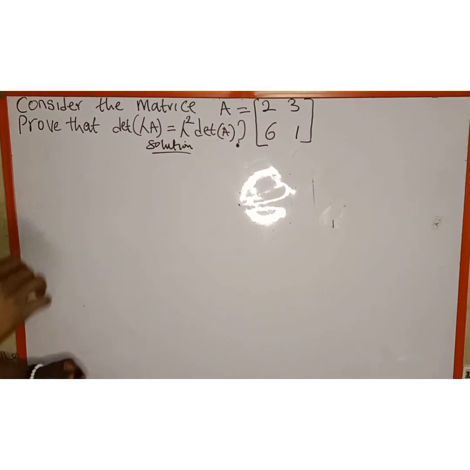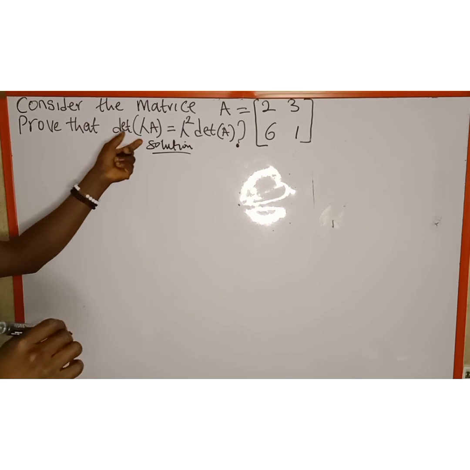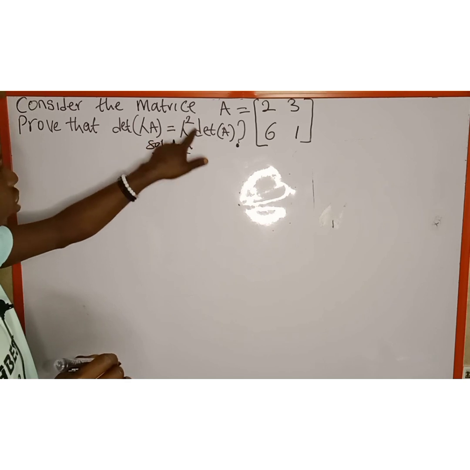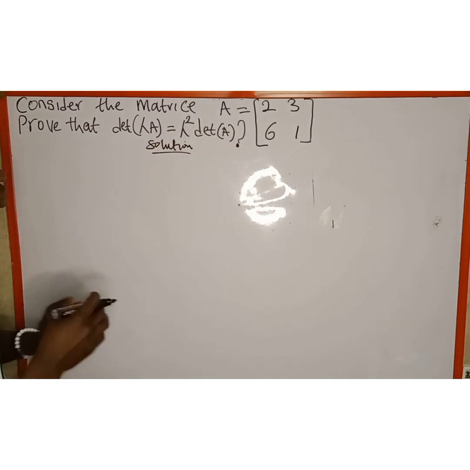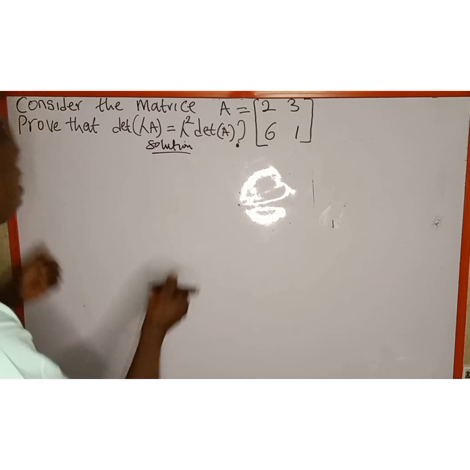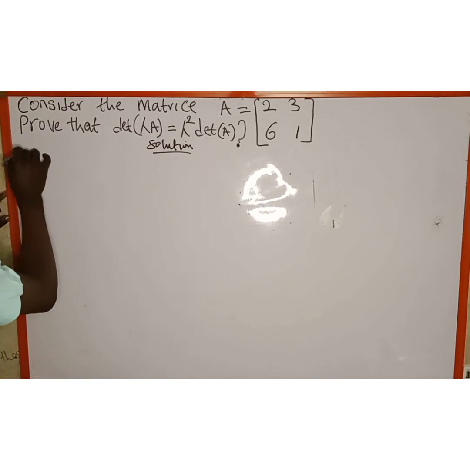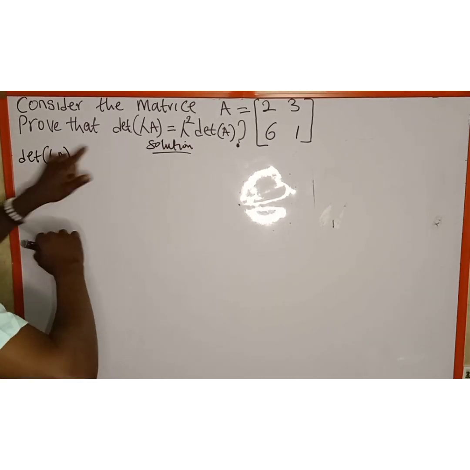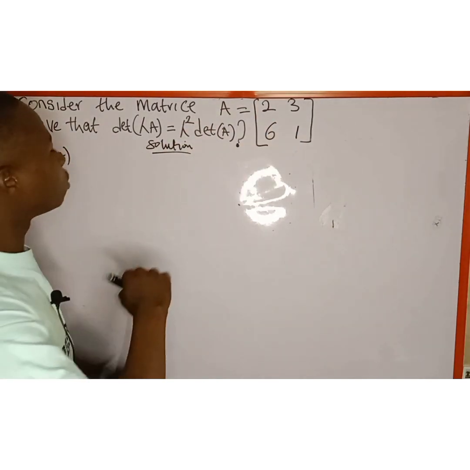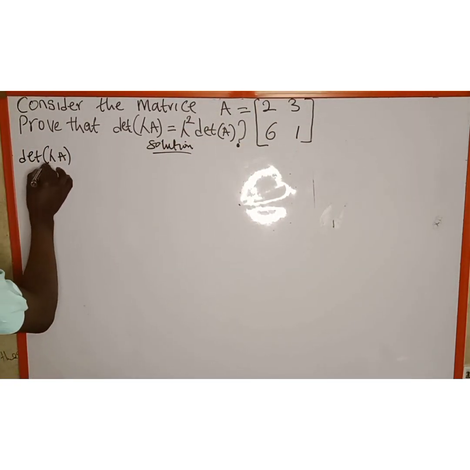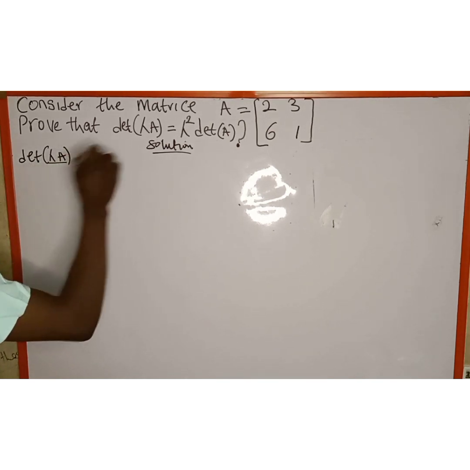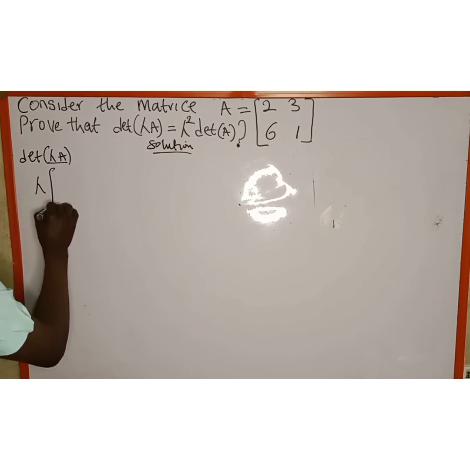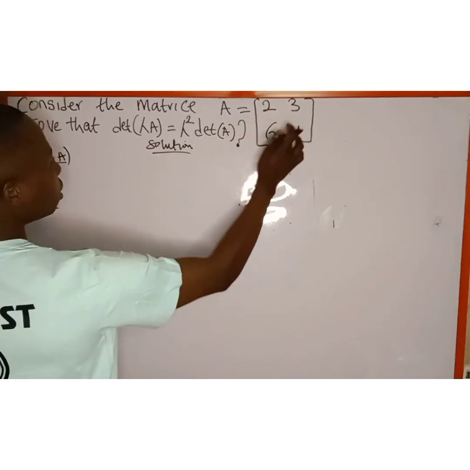So first of all, what we need to do is to find the determinant of lambda A on the left hand side. Then we find lambda squared times the determinant of A, before we compare our results, whether they are equivalent to each other. So on the left hand side, we have the determinant of lambda A. From the question, we are asked to consider the matrix A containing these elements. So the first thing we need to do is to multiply lambda by the elements of matrix A. So we have lambda multiplied by matrix A, which is 2, 3, 6, and 1.